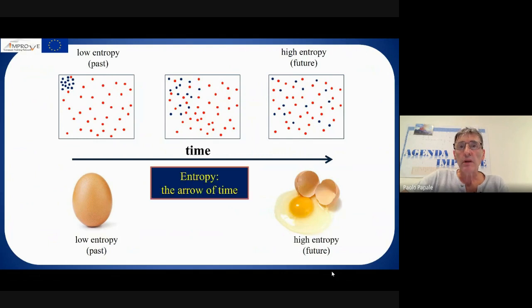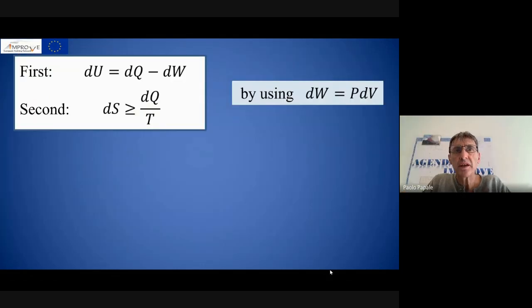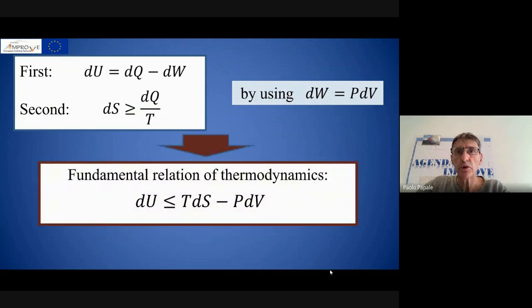For that reason, the concept of entropy has been referred to in the literature as the arrow of time. Let's now write again the first and second laws of thermodynamics. We can combine them by substituting the differential of the heat flow, dq, from the second law into the first law. And we can use a general expression for the work associated with phase boundary displacement, obtaining a relation which is of fundamental importance in thermodynamics. This is a combination of the first and second laws of thermodynamics.